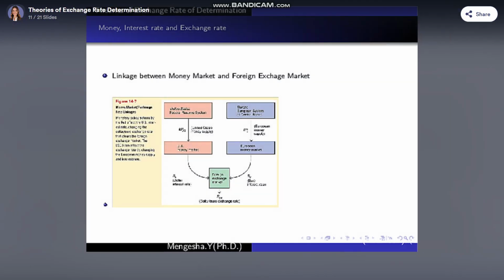Monetary policy decisions, like those by the U.S. Federal Reserve, affect money supply and interest rates, which in turn influence exchange rates. Changes in the U.S. money market ripple through to foreign exchange markets, impacting currency values like the dollar and euro. This linkage highlights how domestic monetary actions have international consequences.